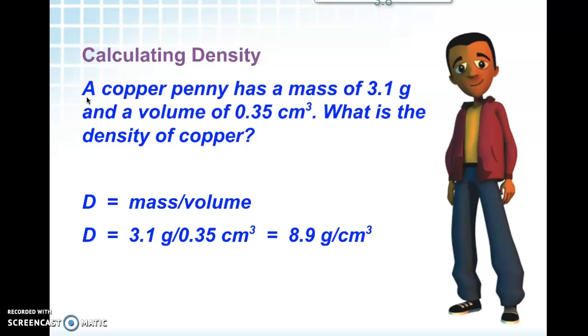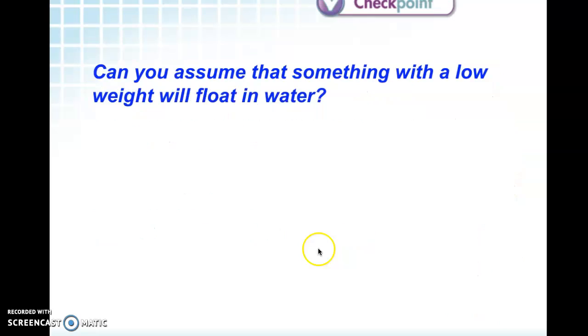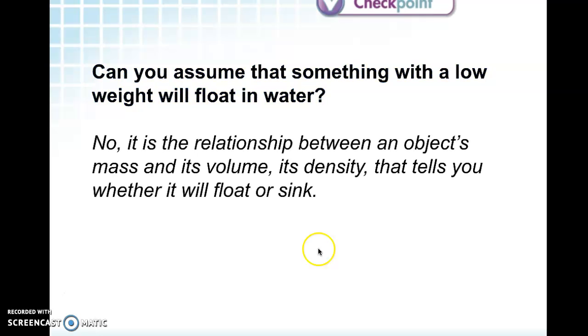So there's the answer. Density is mass divided by volume. So we end up with 8.9 grams per centimeter cubed. And can you assume that something with a low weight will float in water? So you can think about this answer. And no, it's not the weight, it's about the density that will determine if something will float or sink.